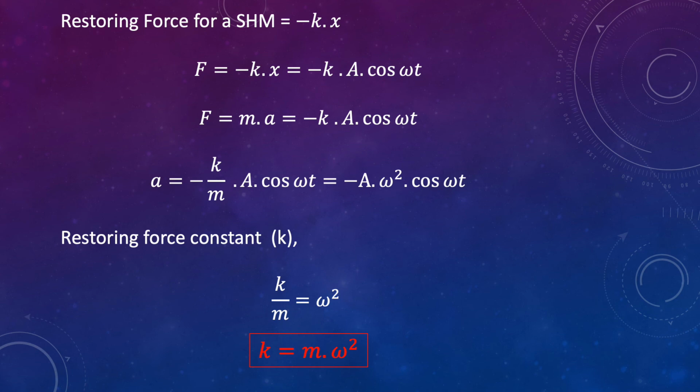We already derived an equation for the acceleration of the simple harmonic motion in the previous slide, and we can equate these two equations to find the restoring force constant k. By doing so, we get the restoring force constant divided by mass equal to omega squared. By rearranging this equation, the restoring force constant is equal to mass times omega squared.